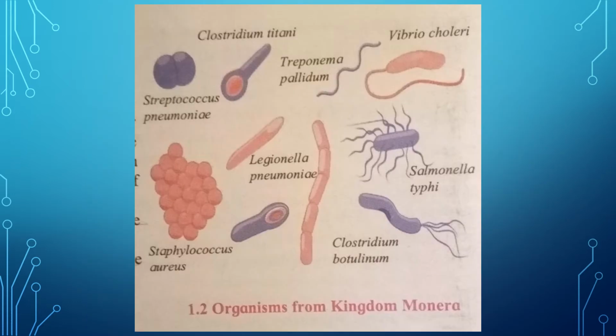Next, here is a slide showing you some examples of Monera, some organisms existing under the kingdom Monera. First one is Clostridium tetani. Next is Streptococcus pneumoniae. Next, Staphylococcus aureus, Legionella pneumophila, Clostridium botulinum, Salmonella typhi, Vibrio cholerae, Treponema pallidum. All these are bacteria which exist under the kingdom Monera.